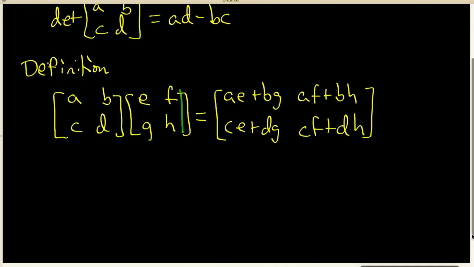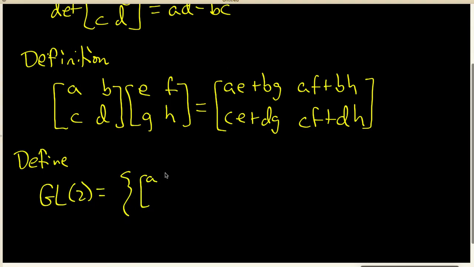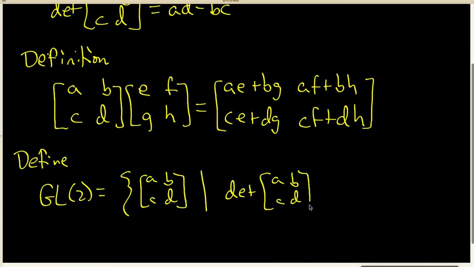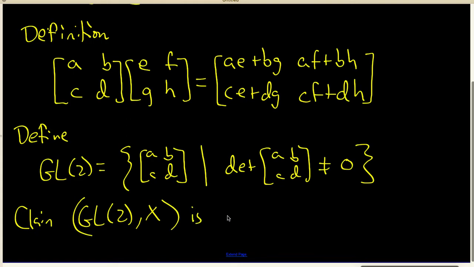I also want to define a set that you probably haven't seen before. So we are going to define the set GL2 to be the set of all 2 by 2 matrices such that the determinant of the matrix is not equal to 0. And I claim that GL2 under matrix multiplication is a non-commutative group.